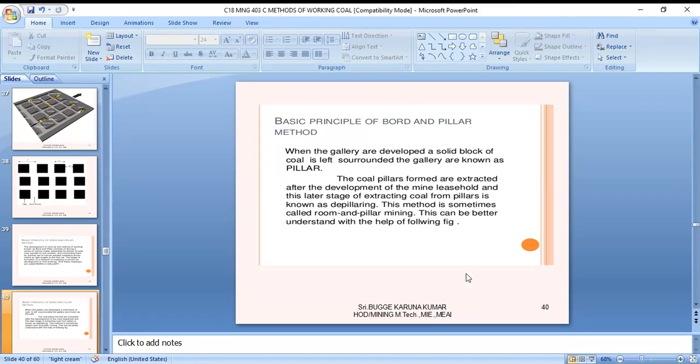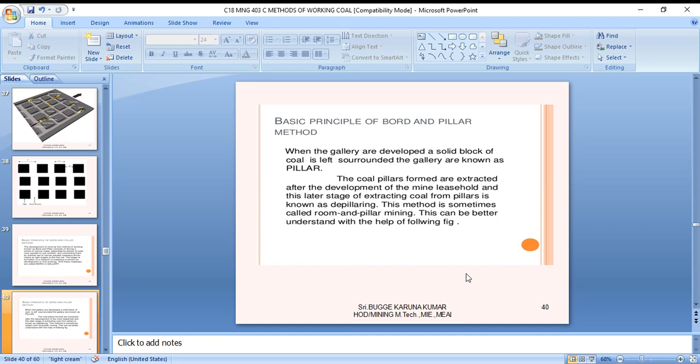Basic principles of board and pillar. When the galleries are developed, a solid block of coal is left surrounded by the galleries, which is known as a pillar. The coal pillars are formed or extracted after the development of the mine leasehold, and this later stage of extraction of coal from the pillar is known as depillaring. This method is sometimes called room and pillar mining.